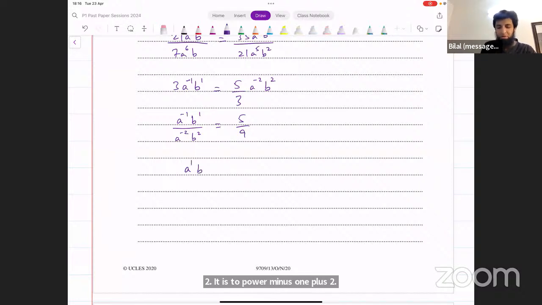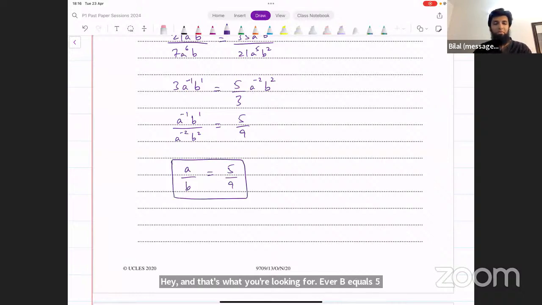Into b raised to power minus 1, you can actually take this term to the denominator, and that will give you a over b. And that's what you're looking for. A over b equals 5 over 9. That's the value that we were looking for. That's a over b.